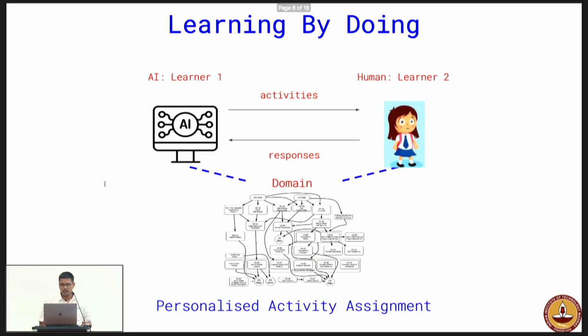In this setting, we are looking at what happens when we want to replace the teacher by AI. So you have two kinds of learners. One is the artificial intelligence itself, which is learning, and the humans themselves are also learning. So that's the learning system. You have two learners in a feedback loop, and the personalized activity assignment happens in this setting.